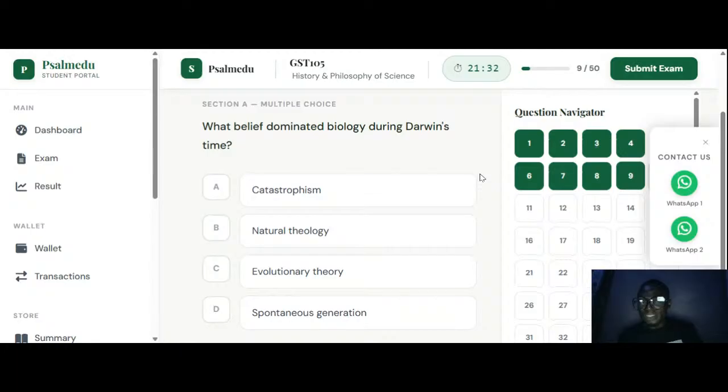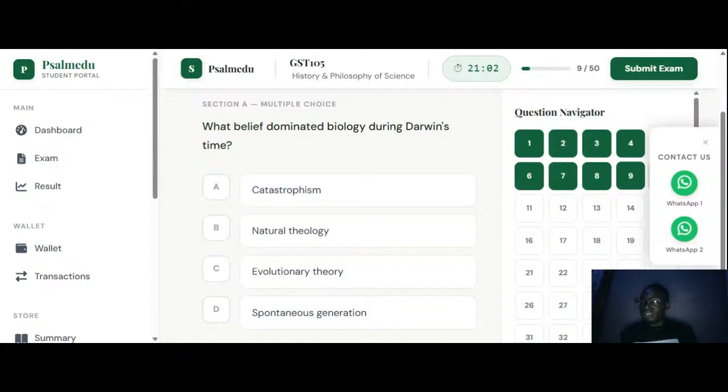Now, this is the next question. What belief dominated biology during Darwin's time? Is it catastrophism? Catastrophism. This one will not allow me to bite my tongue, oh Jesus. Is it catastrophism or natural theology or evolutionary theory or spontaneous generation? Which theory dominated Darwin's time?